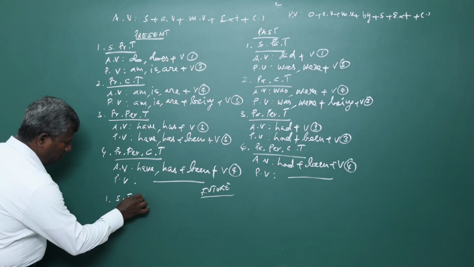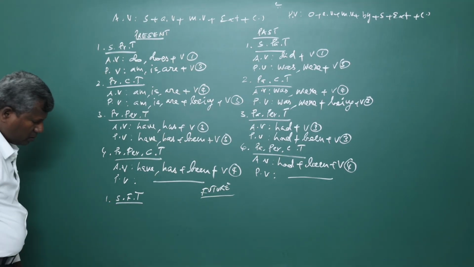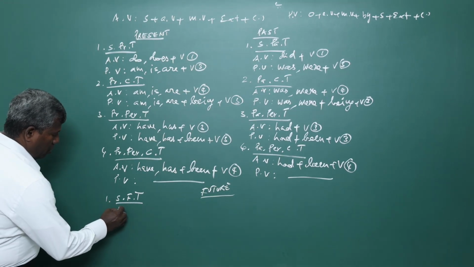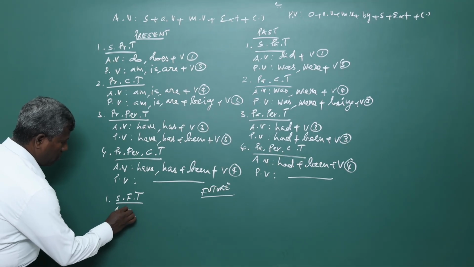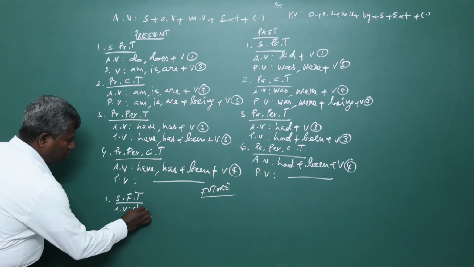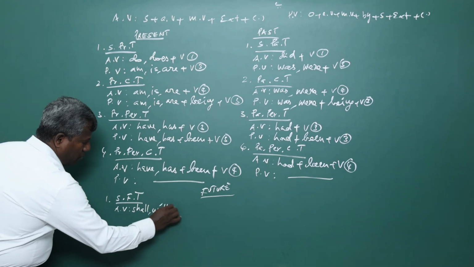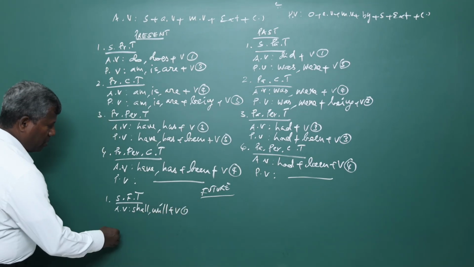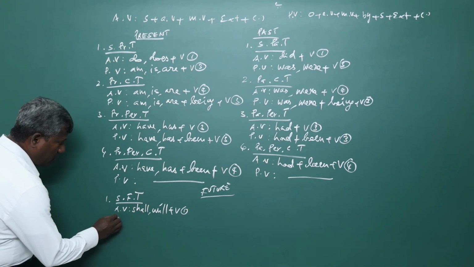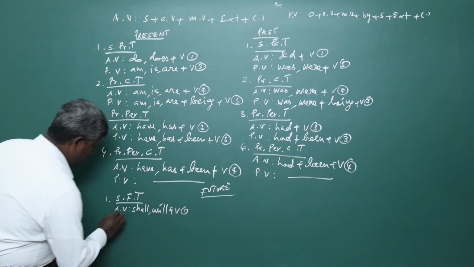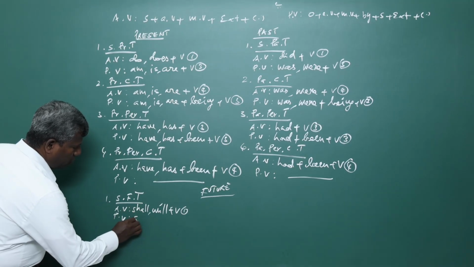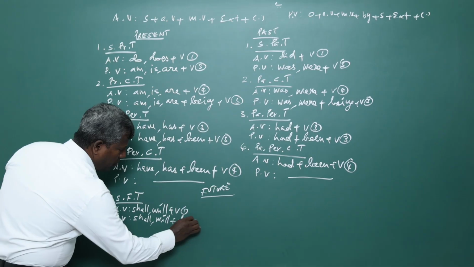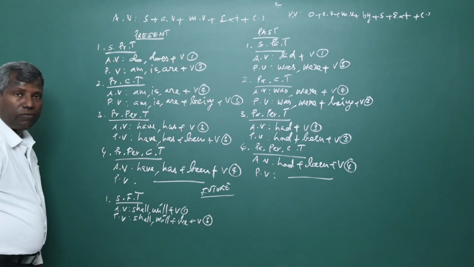So simple future tense. For active voice, what's the formula? Shall, will, plus which form of the main verb should we use here? First form of the main verb. Then for passive voice, shall or will plus be plus third form of the main verb, right?